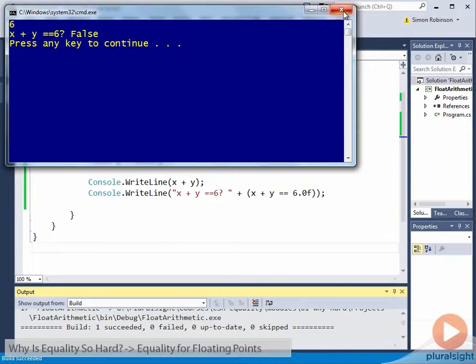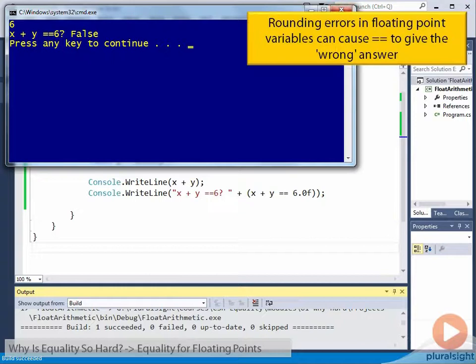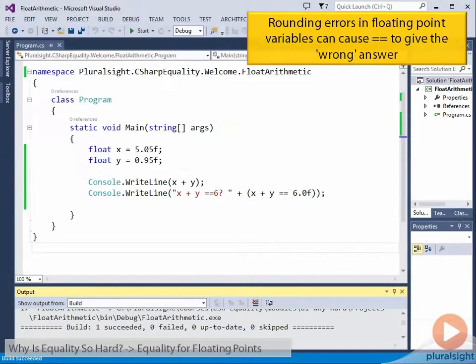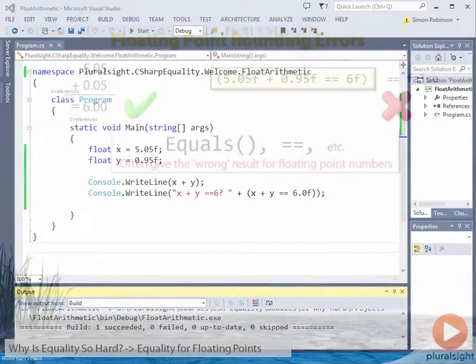look at that. It's told us that the answer does not equal 6. The reason is that rounding errors have happened in the floating point arithmetic, resulting in the answer storing a number that is very close to 6, so close that the string representation in Console.WriteLine even displays it simply as 6, but it's still not quite equal to 6. Those rounding errors in floating point arithmetic have resulted in the program giving the opposite answer to what any common sense reasoning would tell you.